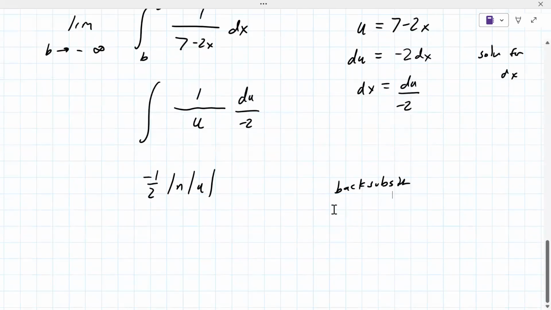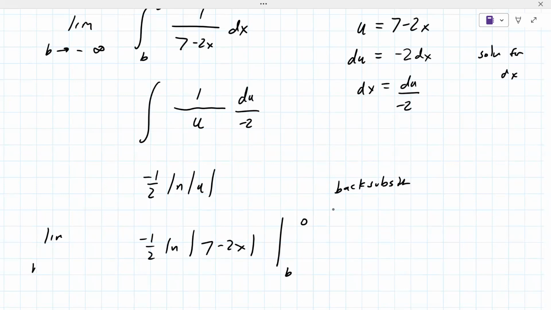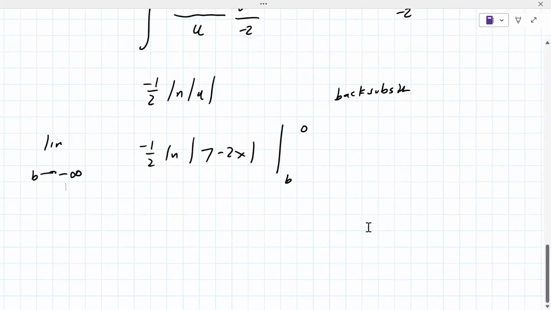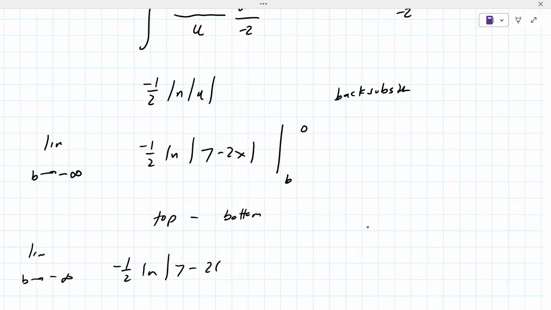So this is -1 half natural log absolute value of 7 minus 2x evaluated from b to 0, limit as b goes to minus infinity. Okay. So the next thing here is you're going to do top minus bottom. It's still the limit as b goes to minus infinity. -1 half natural log absolute value of 7 minus 2 times 0, plus 1 half. The negatives cancel. When you subtract that, it's positive. Natural log absolute value of 7 minus 2b, like that.